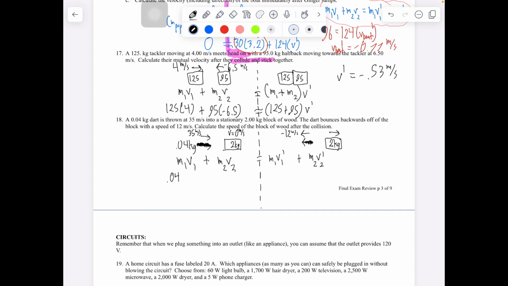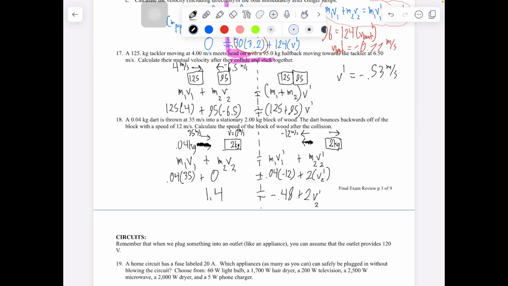0.04 for m1 times our 35 plus 2 times 0. Well, this just gives us 0. The mass of the dart, again, it's that 0.04 times negative 12 plus 2 times this velocity. That's what we're solving for. Our left-hand side, 0.04 times 35 gives us 1.4. Our right-hand side, 0.04 times negative 12 will give us negative 0.48 plus 2 v2 prime.